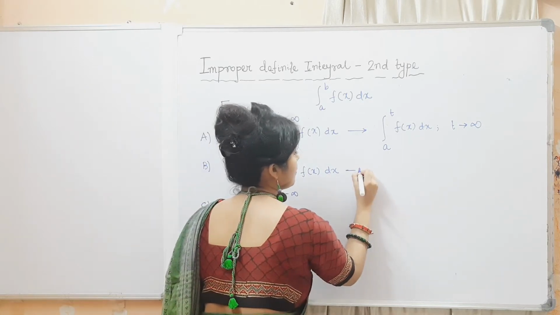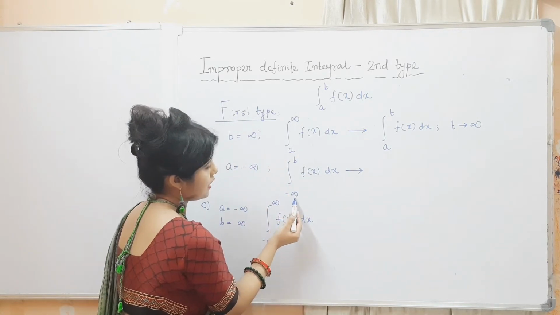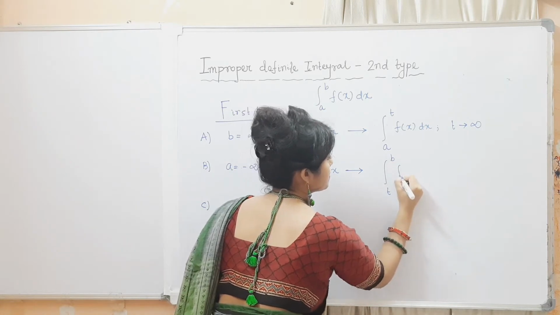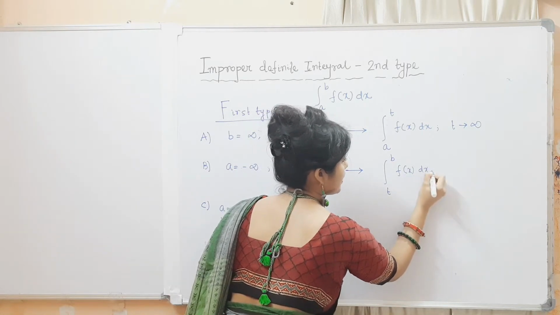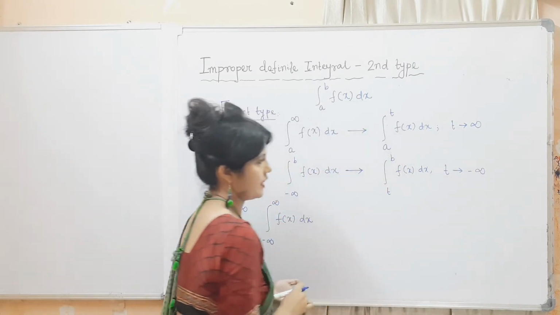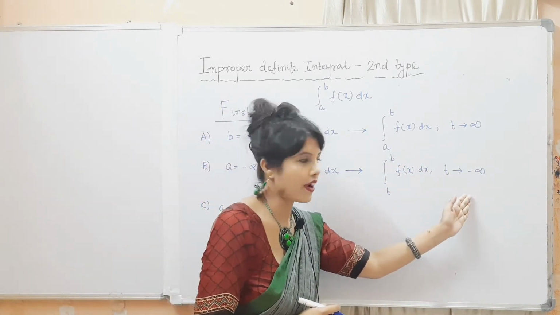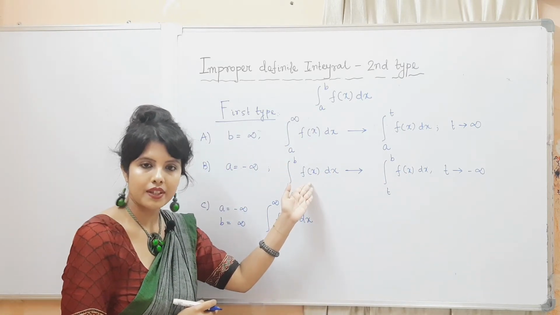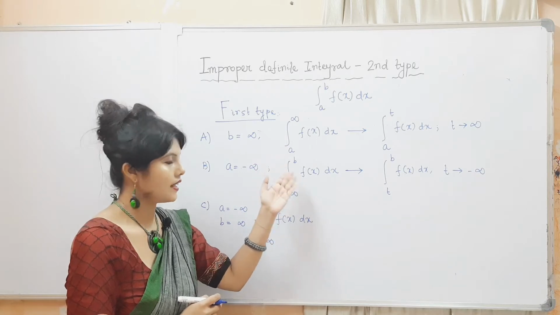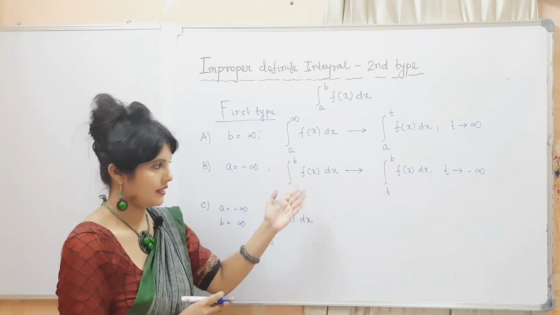Now for section b, since the lower limit is minus infinity, you have to compute t to b f of x dx. Then you have to take t tends to minus infinity, and if this limit exists finitely, then that would be the value of the integration. Otherwise there is no meaning of the existence of this integration.